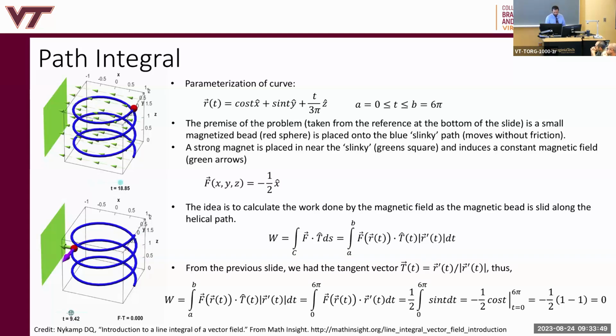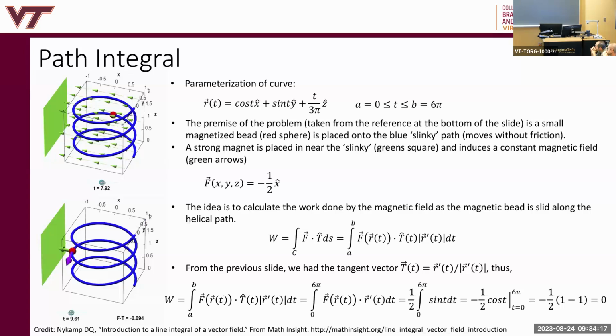The premise of the problem was that you have a small magnetized bead, that red bead, and we're going to slide it around the helical path. We're going to calculate the work done by a constant magnetic field, which is generated by this green square. That green square is a very strong magnet, and it generates a constant magnetic field in the x direction, minus x direction, in fact. All right, so we want to calculate the work done along this path.